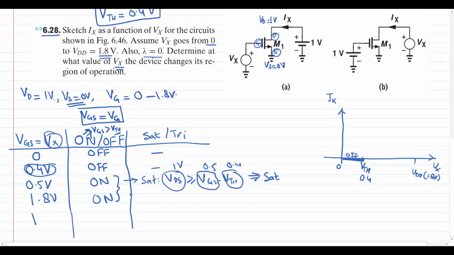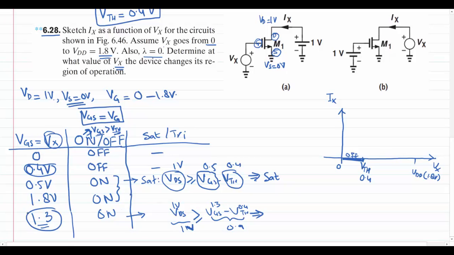Now let me add another value here. Let's just say 1.3 maybe. Now if VGS is 1.3, greater than VTH, device is on, and in this case the VDS is again 1 volt. The VGS is, as mentioned over here, 1.3 volts, and VTH is always 0.4 volts. Now that results into 0.9, and here we have 1 volt. Now here the inequality also holds true, so we can say that for this value of Vx, device is also on and working in the saturation region.